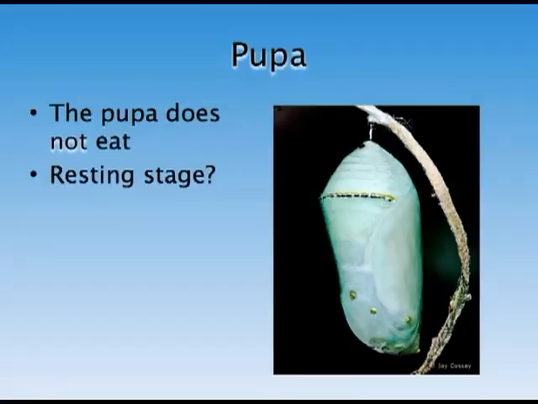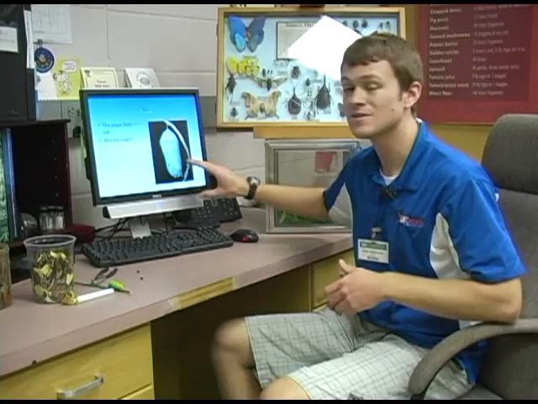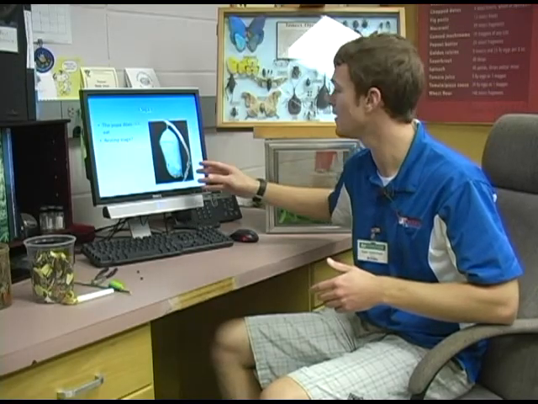So next, the caterpillar eats, it gets to its maximum size, and then you get to the pupa. The caterpillar sheds its exoskeleton one last time, and it's still long and tubular, sort of like the caterpillar, but it doesn't have any kind of functioning mouth parts right now. And so the pupa does not eat.